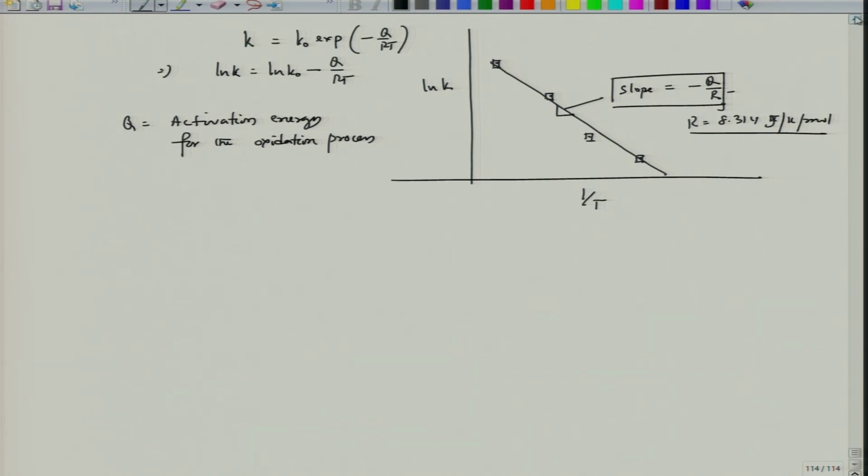Now, we could see that without understanding much of the mechanism of the process, at least I could get useful data for the isothermal oxidation operation. What are those useful data? One is, at a different temperature, what is the oxidation rate constant. Once we know the rate constant at at least 4 temperatures, we can do this kind of treatment and get the activation energy for that oxidation process.